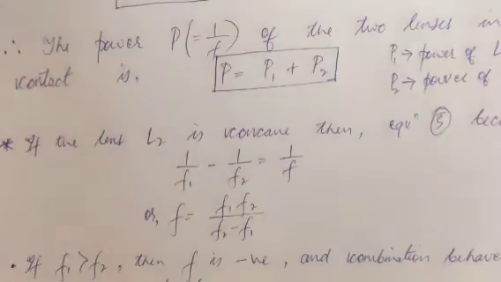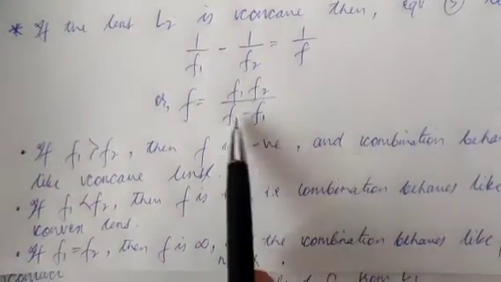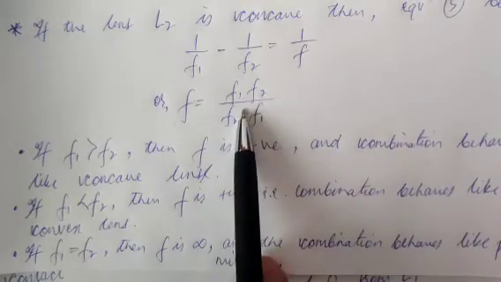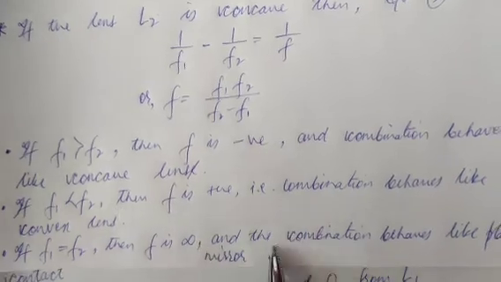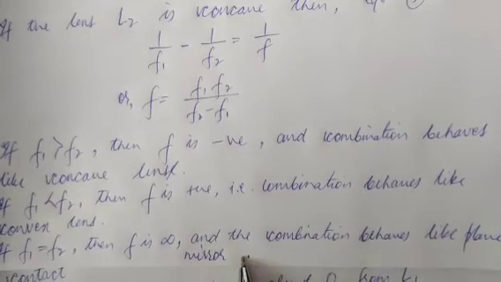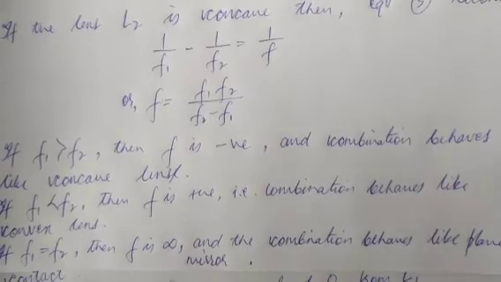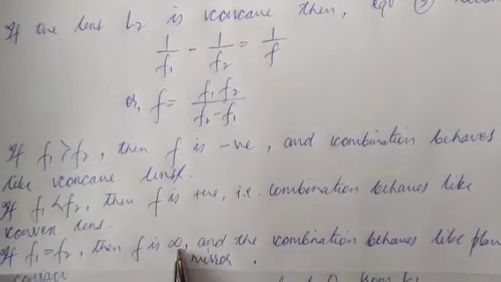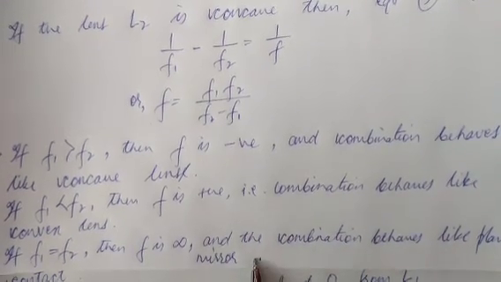And finally, if f1 is equal to f2, if f1 and f2 are the same, then the denominator becomes 0. So anything divided by 0 is infinite. So f is infinite. And the combination's focal length is infinity, which means the combination behaves like a plane mirror simply, because the focal length of a plane mirror is infinite, remember. So focal length is infinity means you have to understand that the combination behaves like a plane mirror.